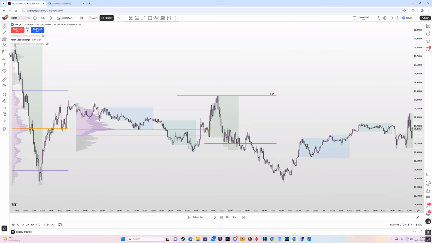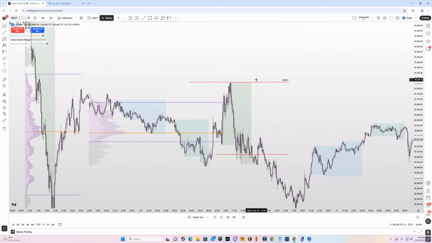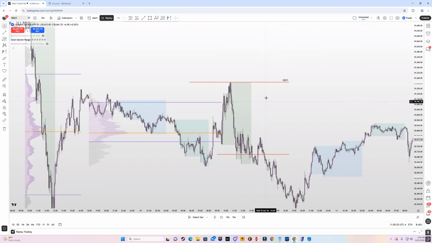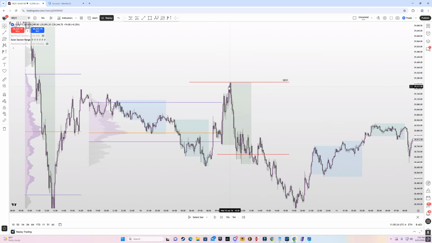So what we had here was GX1 level. So we have the overnight volume profile, very nice. And then we have GX1 level here. So these top net GX strikes are GX1, GX2, GX3. Okay, that's what I can retrieve from the past data. Otherwise, the indicator would plot these levels here. So GX1 is 29250, right? And it's exactly at around here.